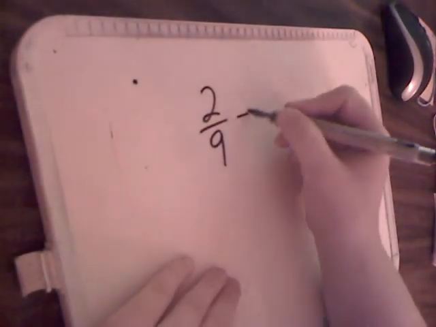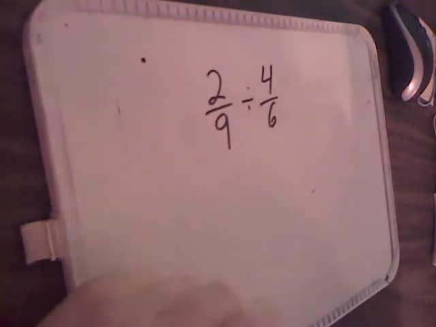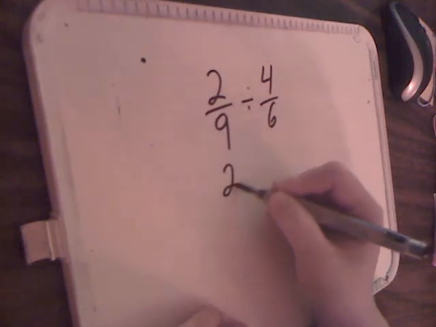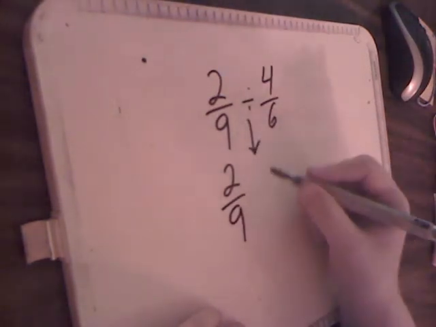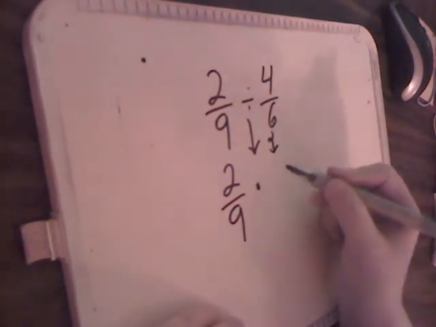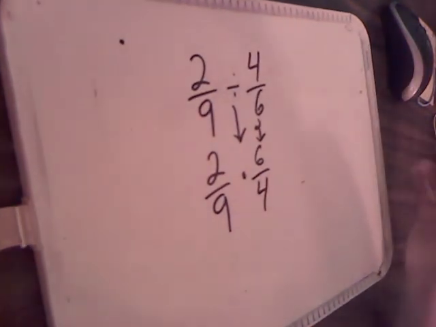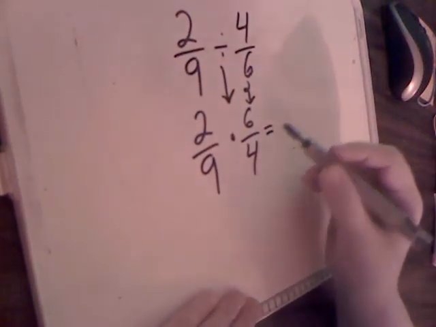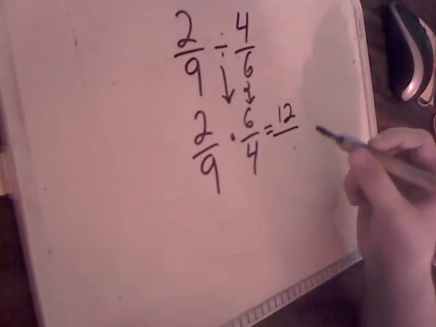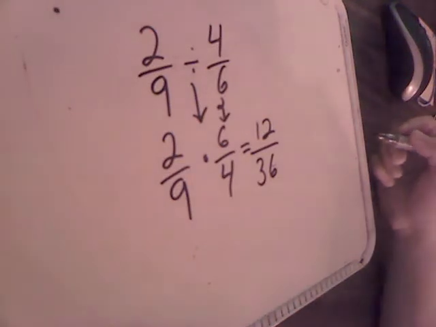Our second problem is going to be 2/9 divided by 4/6. Now it's multiply the reciprocal, not reciprocal to multiply, so that first fraction stays the same. So we get 2/9, that division sign changes to a multiplication, and the 4/6 flips to find the reciprocal, which is 6/4. Now what we can do here is we can either, A, multiply like normal, so 2 times 6 is 12, 9 times 4 is 36, and then we can divide by a fractional 1.